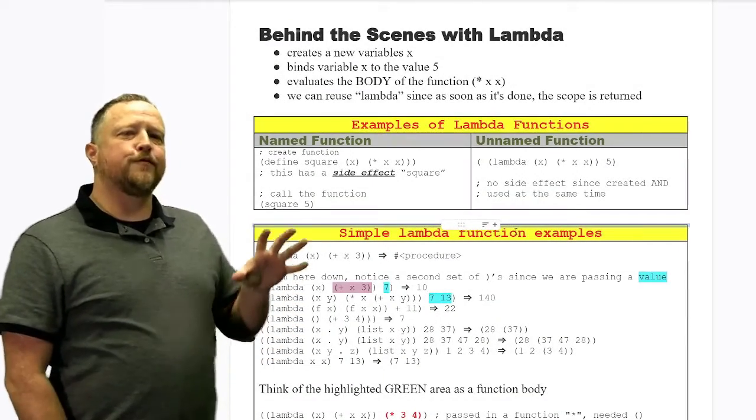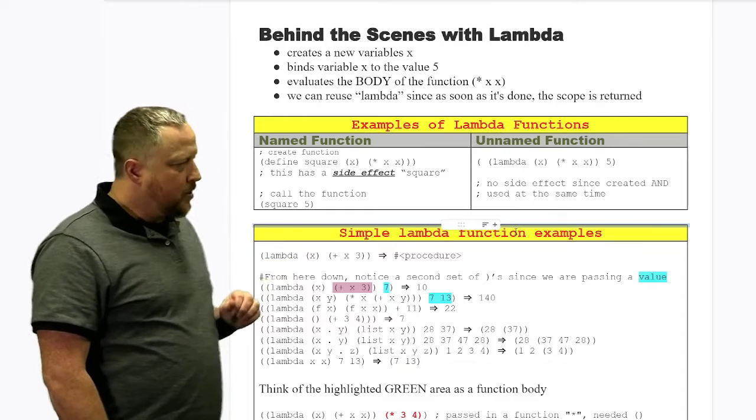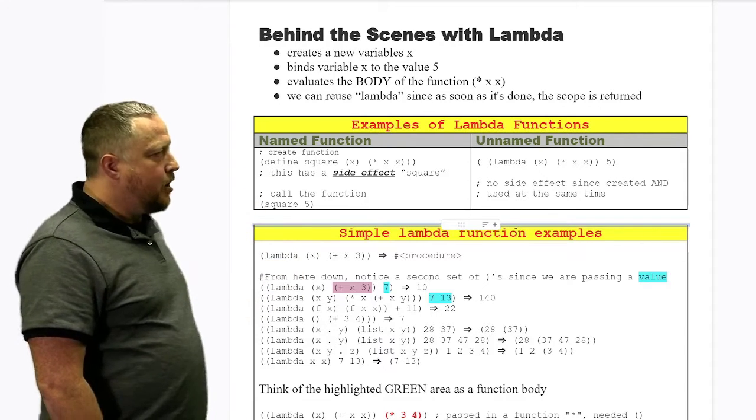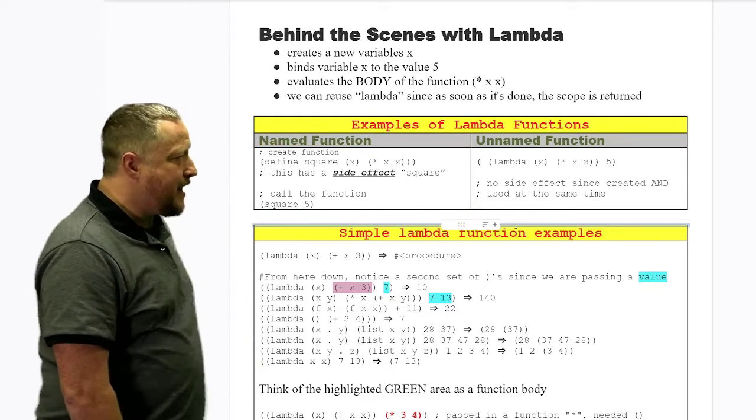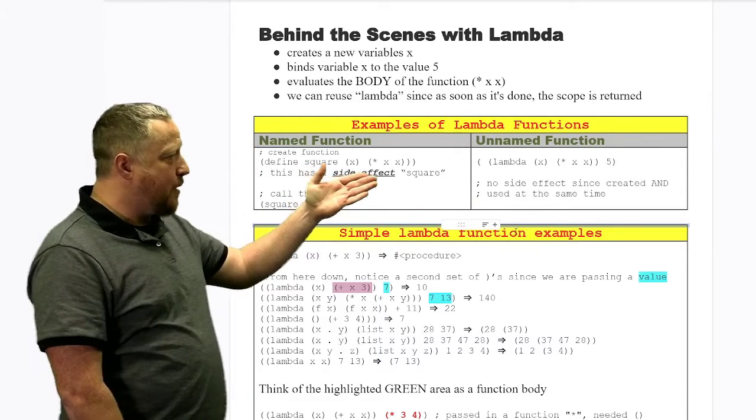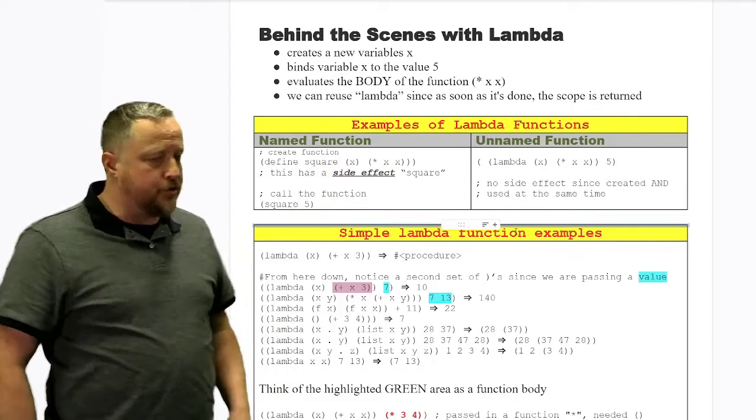So I'm showing you the forms of what the lambda function would look like. In this first block here, this is what you're used to: defining a function and doing the equation. There's a parameter that we're going to pass in, and then the actual meat of what that function is going to do.